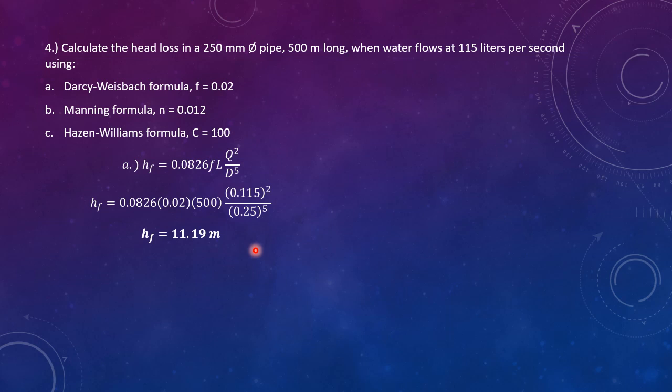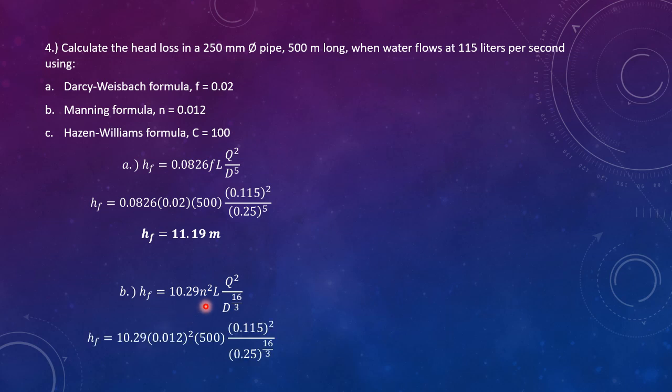Next, when Q, expressed in cubic meter per second, is given, the Manning formula is hf equals 10.29 n squared L times Q squared over D raised to 16 over 3. Substituting, n is 0.012, L is 500, Q is 0.115, D is 0.25. Solving for hf is equal to 15.93 meters.